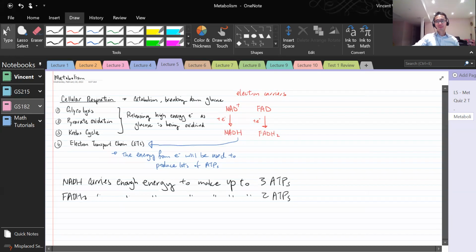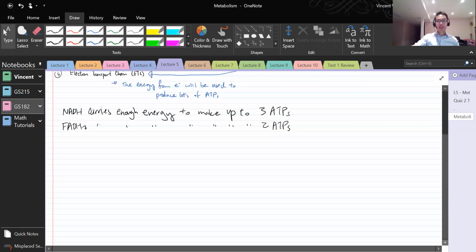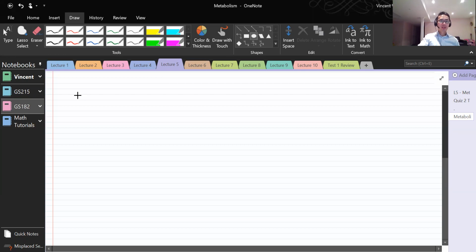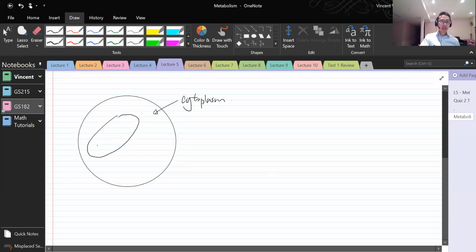All right. So where is this happening? Here is your cell. This is the cytoplasm. And then we have our mitochondria. So step one is glycolysis. Glycolysis will take the glucose and then it will split it into 2 pyruvate.